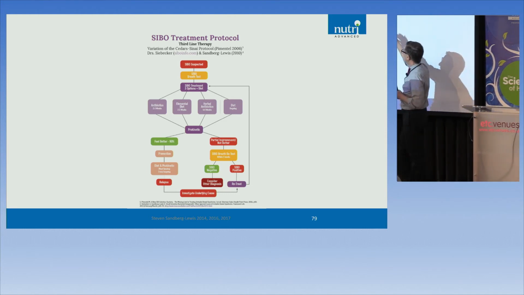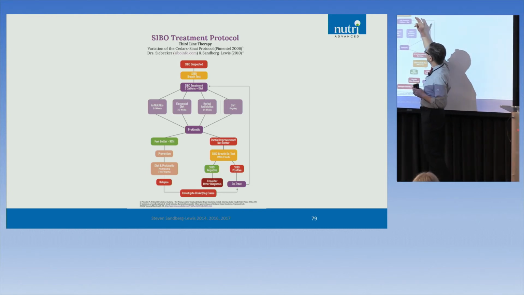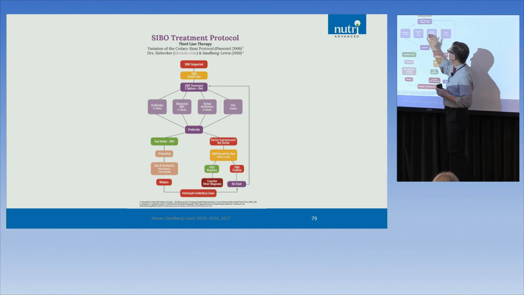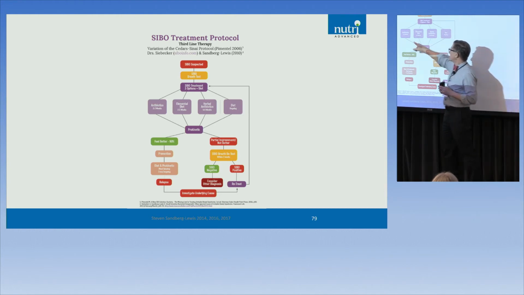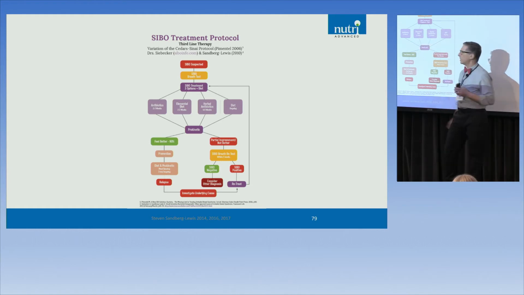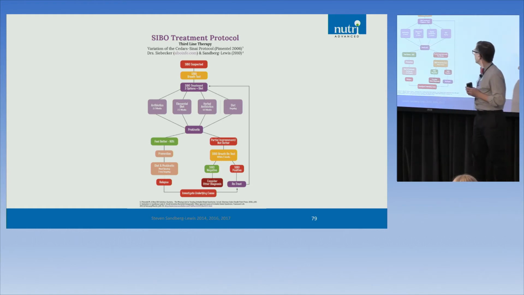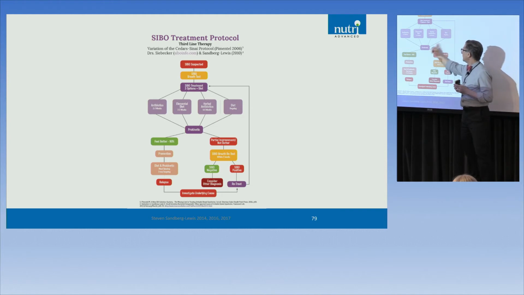So if they have a positive SIBO breath test, they have options for treatment, three options plus diet. We tend to always use diet along with it. So either prescription antibiotics, elemental diet, pre-digested elemental nutrients, or herbal antibiotics. And then everything leads to a prokinetic.